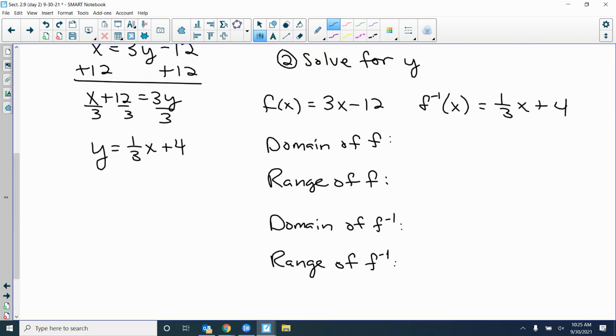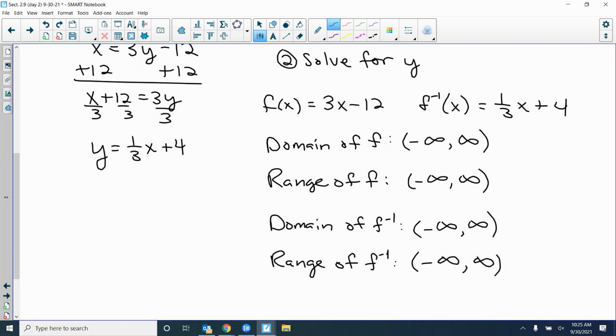All right, Matthew, you think you know them? I think so. What do you think? For the domain of f, all real numbers. All real numbers. I'll agree with that. What else you got? The range of f should be all real numbers. Okay. Domain of the inverse? All real numbers. Okay. And range of the inverse, all real numbers? Yeah. All right, now there's nothing crazy going on with these two.